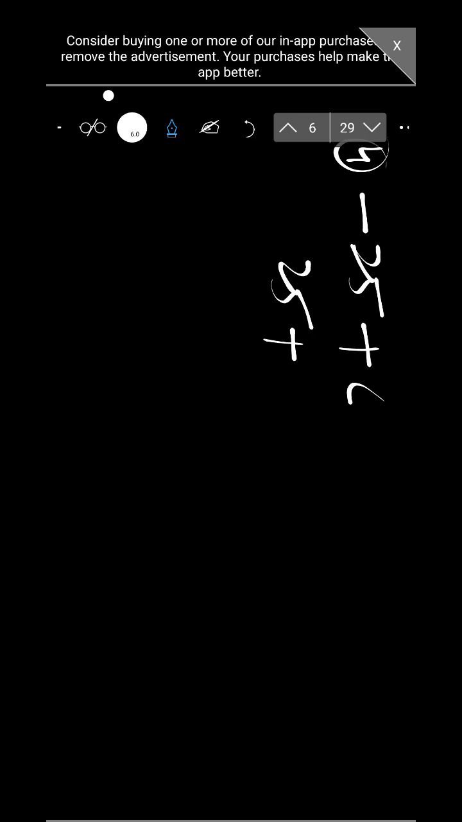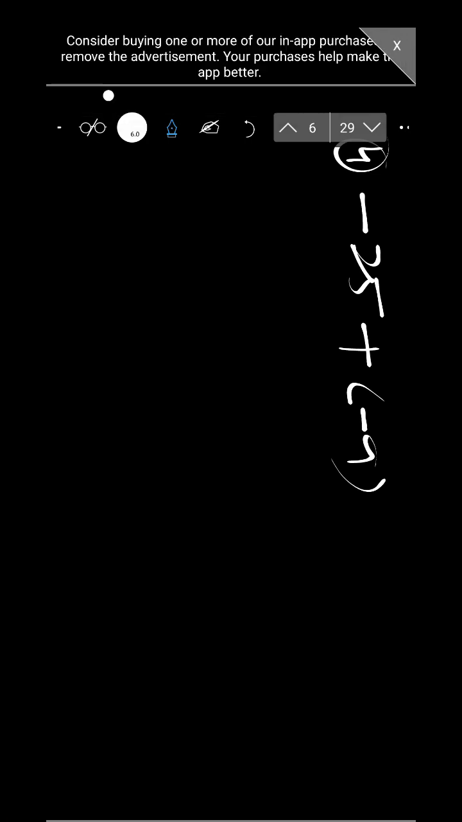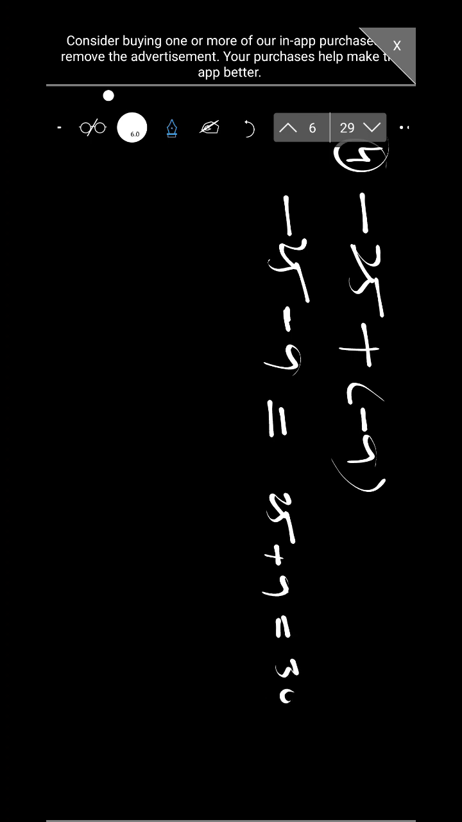So 25, plus into minus will become minus 9. Both having the same sign. So same sign means we need to add the values. 25 plus 9, so you will get 34. We need to take the symbol of the same sign. So these are the examples for addition.